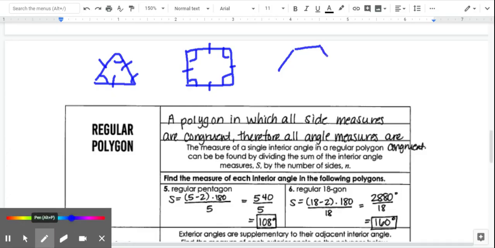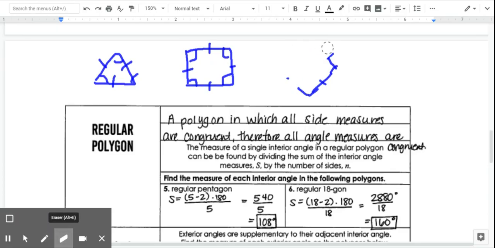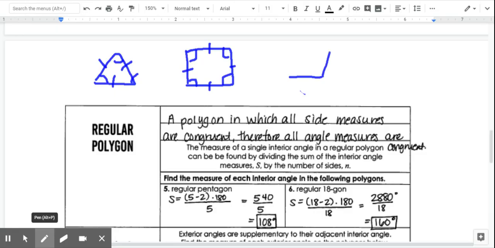Hang on, I think I can fix that. Well, I did my best with that. Let's pretend this is a regular pentagon. You know what? No, I don't like that. That's not great. Let's try that one more time. 1, 2, 3, 4, 5. Okay, that's a little better.